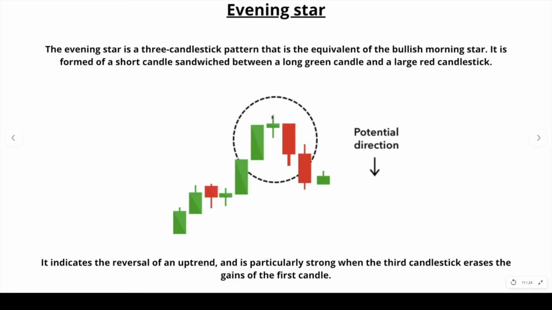45% in terms of selling activity. So it is pretty much on par with each other. So right here, this is what this candle right here is telling you.